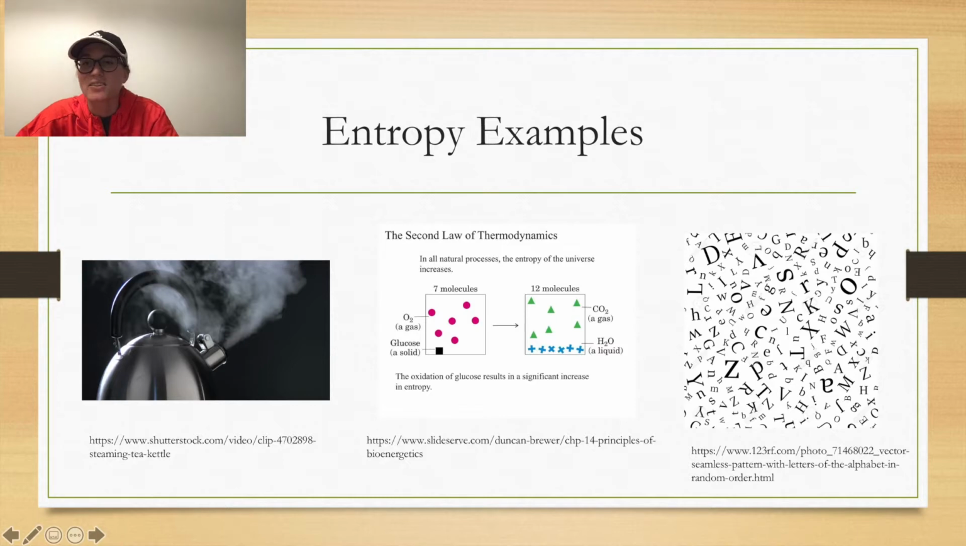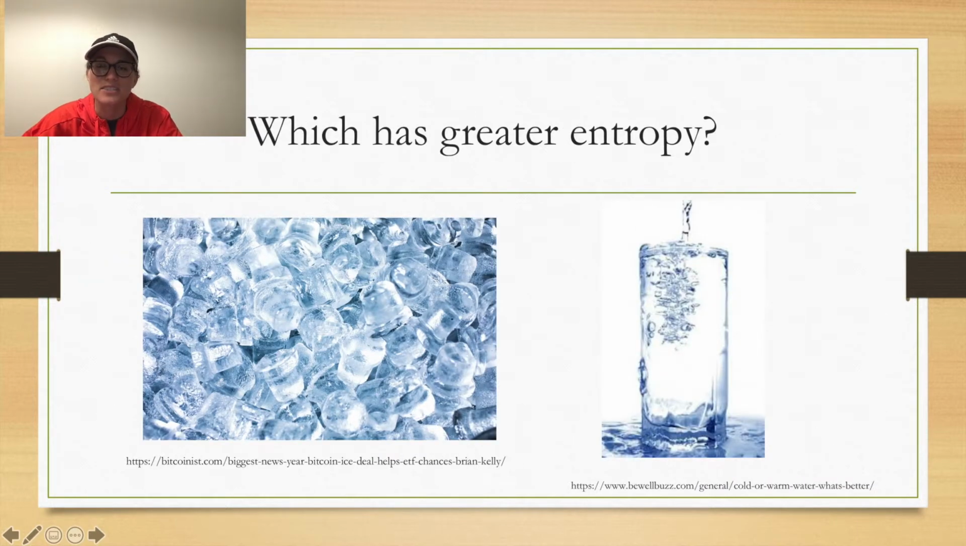They mention the tea kettle, as I'm sure you read. They mention the oxidation of glucose, how it initially starts with 7 molecules, but then again, disorder and chaos occur and it turns into 12 molecules. And then they give the example of something as simple as understanding information in letters and how that relates to entropy.